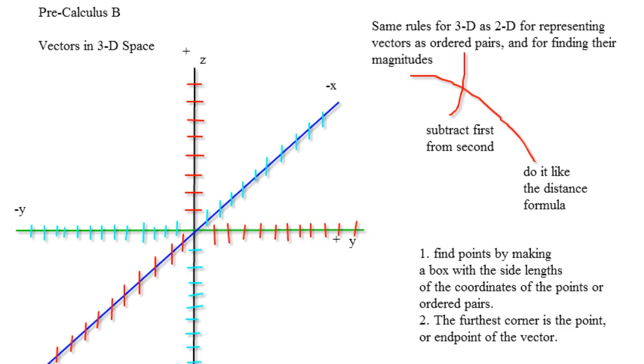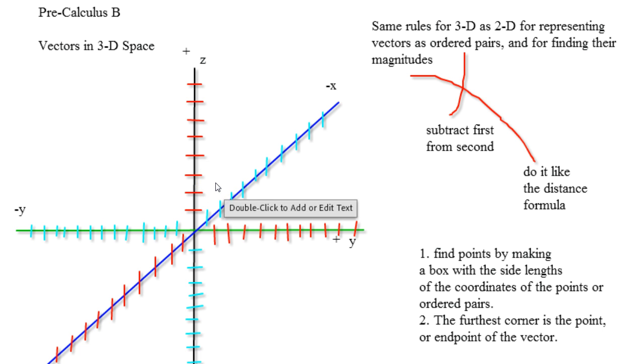When we learned about vectors last time in two-dimensional space, or the two-dimensional coordinate plane, we subtracted the first from the second. So the rules still stay the same. Same rules for 3D as for 2D. For representing vectors as ordered pairs, we subtract the first point from the second point, or the origin point from the end point. And usually we start with the origin point as literally the origin of all three axes. For finding their magnitudes, it's going to be a lot like the distance formula, except you're going to have a z coordinate. So it's basically the same thing.